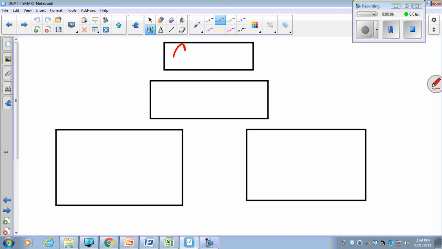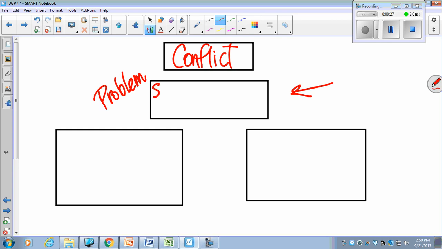Today we are going to talk about conflict. And in our story, we're going to use The Outsiders as our examples, and we need to put in this box right here our definition. You probably are familiar with this. Some people might call it a problem. If you wanted to broaden that out a little bit, you might say that a conflict is a struggle.